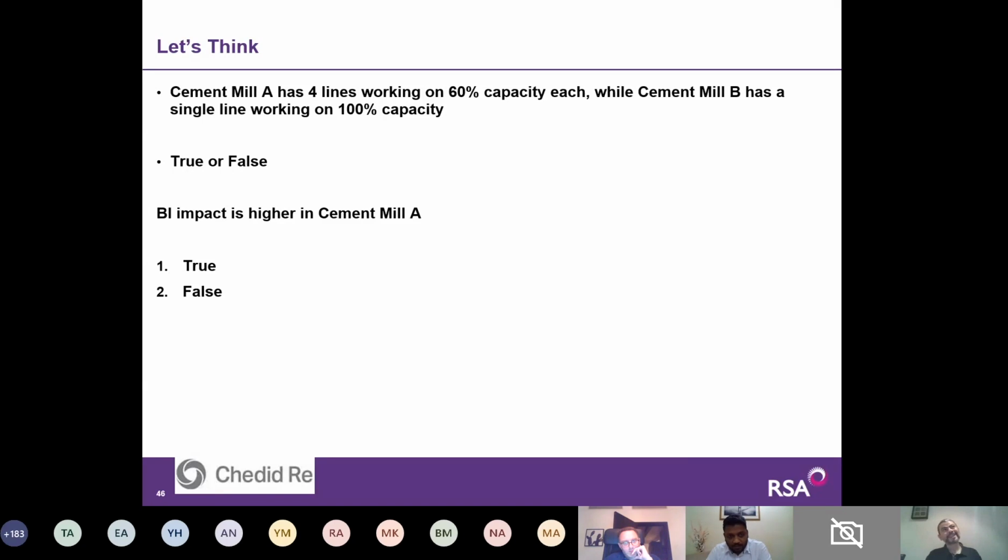So when I see cement mill B, 1 line, it's total loss or none. When I see a cement mill that has 1 line, I don't like it because it's all or none. It is the BI loss, I will pay it all if something happens. Cement mill A makes me more comfortable. It's 4 lines. Okay, I'll pay BI, but I still have production. So BI impact is higher in cement mill A? No, it's false. Okay.